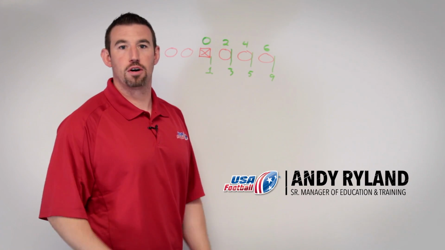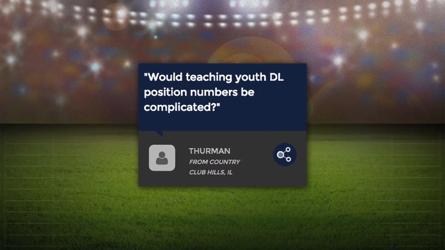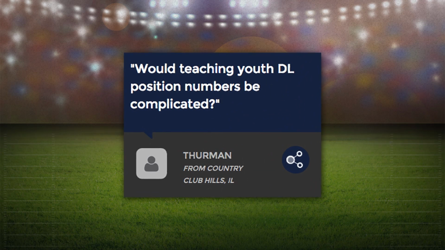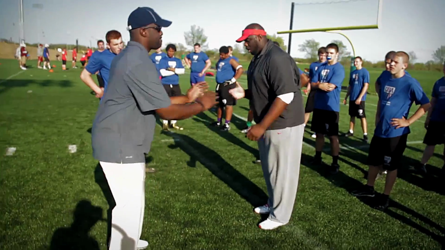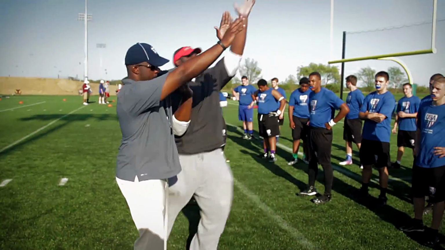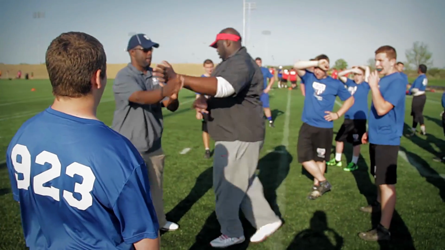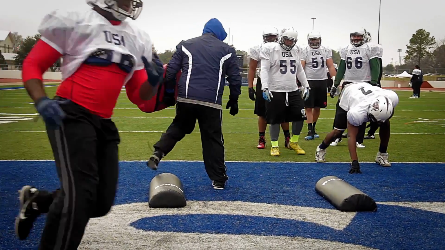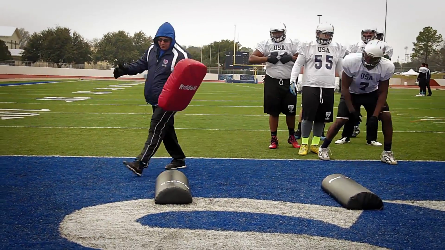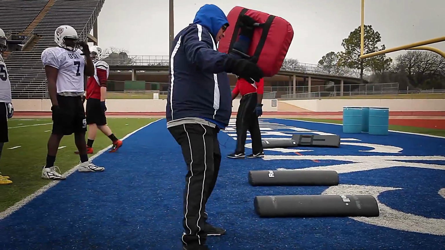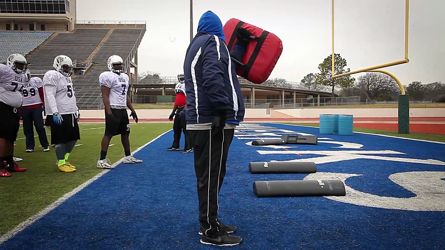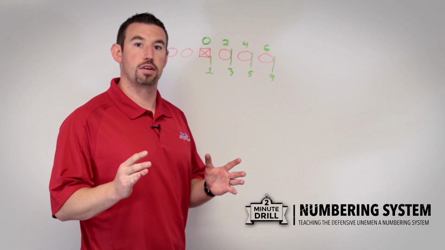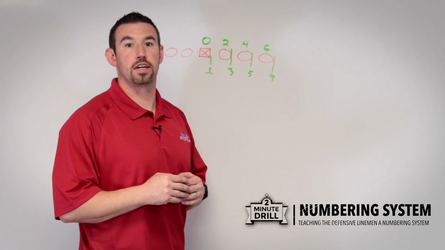We got a question from a coach this week that asked, would it be complicated to teach the numbering system to defensive linemen? Like all things in football, it will only be as complicated as you make it. Your players' ability to absorb that information will normally be based on their age, their maturity level, and their cognitive abilities. Players that are older in school will have a much better understanding of numbers, and this could be a great technique. Before we get into teaching our defensive linemen numbers, we need to agree on a numbering system.